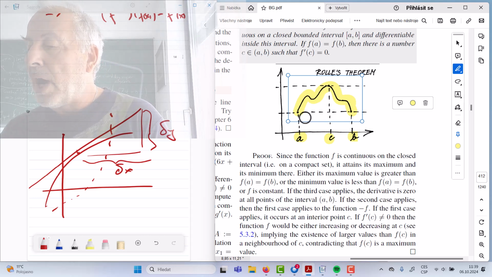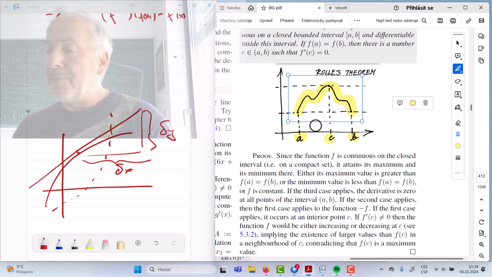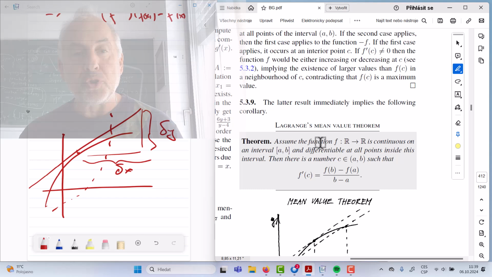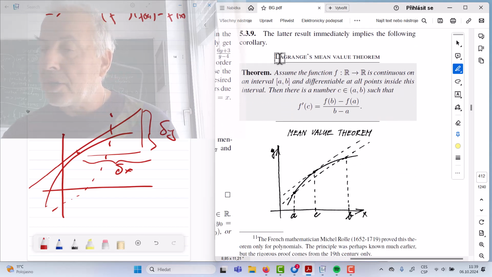So then, it must have got both maximum and minimum, right? And either both maximum and minimum are in the boundary points, then it's a constant function, or there exists at least one point C where the function has got local minimum or maximum, but then there the derivative must be zero, and the derivative exists by the assumption, right? So this is the Lagrange mean theorem, it's just the same thing.